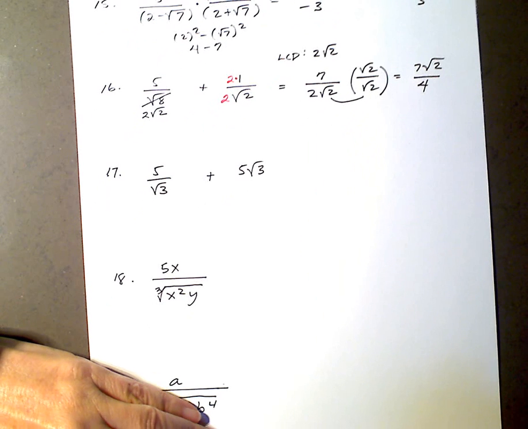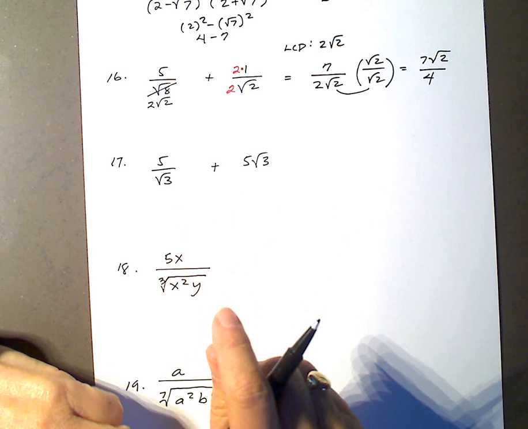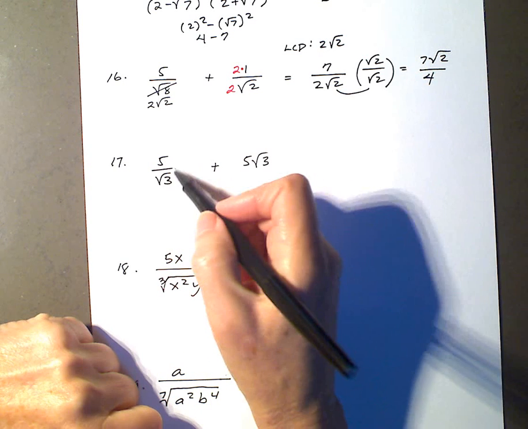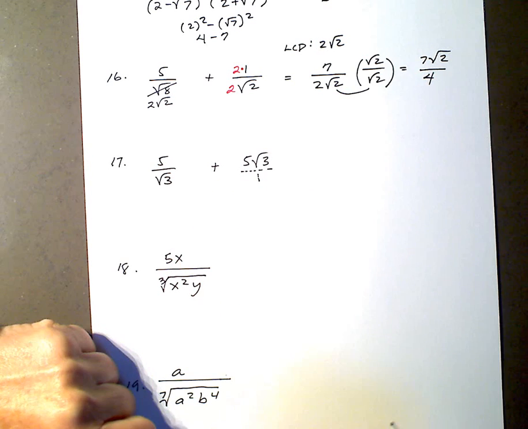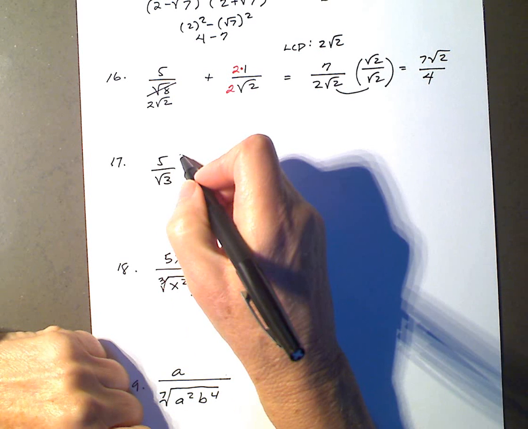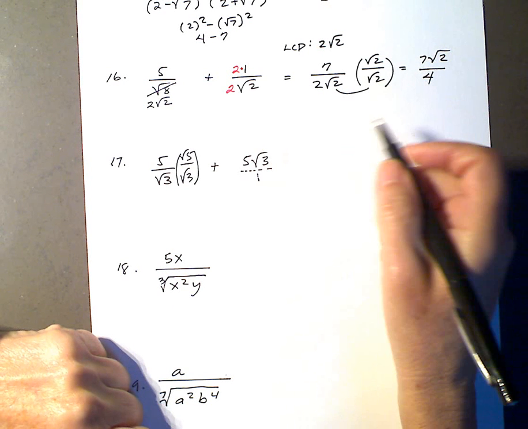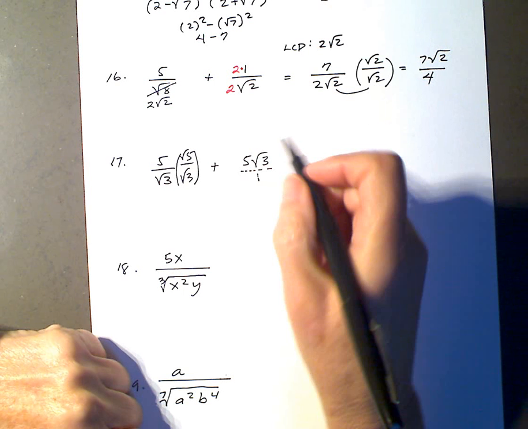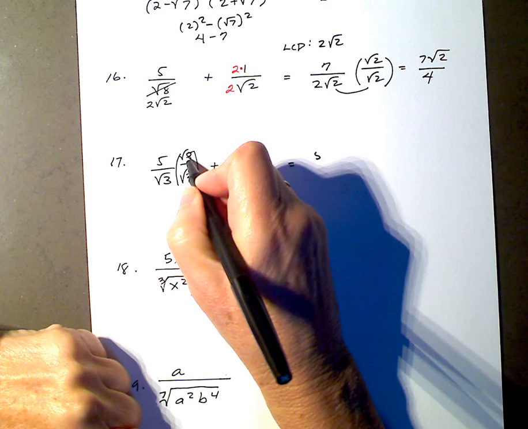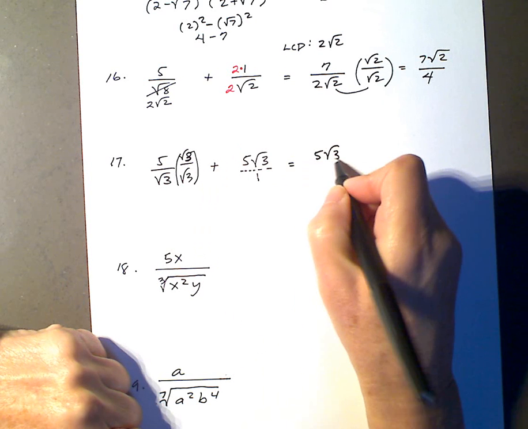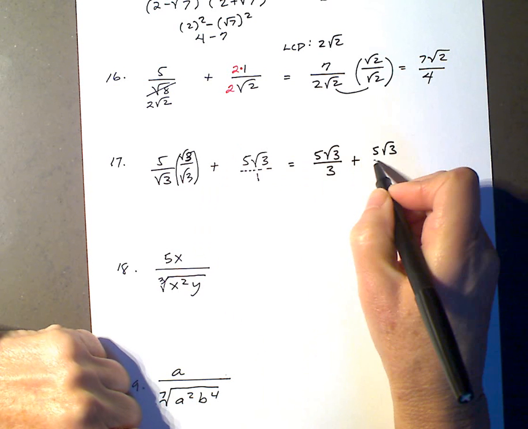In number 17, same thing. I need a common denominator. I think on this one I'm just going to go ahead and rationalize this numerator first. This one's like over 1, this term. So I'm going to multiply this one by 1 in the form of root 3 over root 3. And so this one then will be, well, let's just look at it after I do that. So now I'll have, oops, that should be a root 3, 5 times the square root of 3 over 3 plus 5 times the square root of 3 over 1.